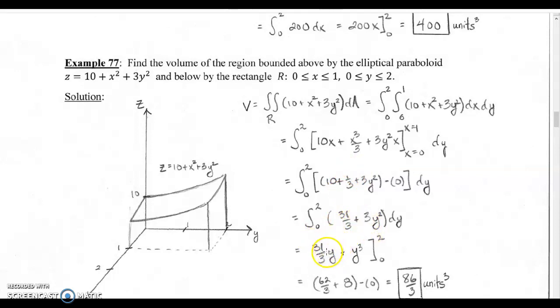Integrate that, I get 31/3 y. And the integral of y squared is y cubed over 3, so integral of 3y squared is just y cubed. Evaluate that from y equals 0 to y equals 2. So I get 62/3 plus 8 minus 0. Fundamental theorem. So I get 86/3 units cubed, because 8 is 24/3.